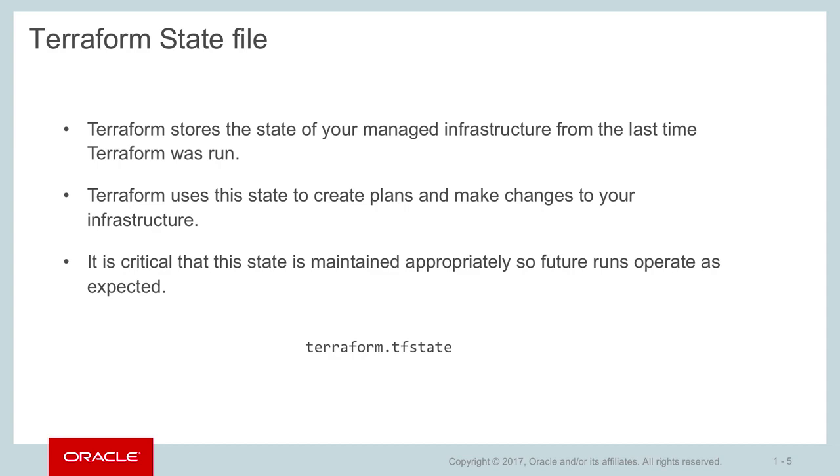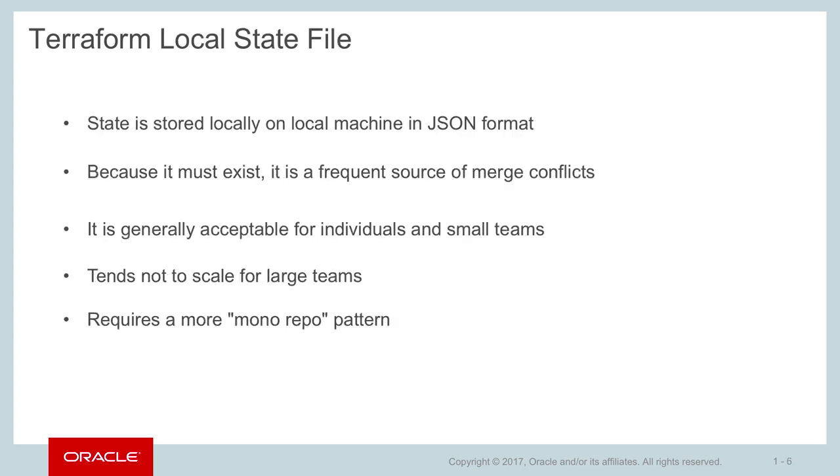So there are two types of state file. We call them local state file and remote state file, right? The local state file is this terraform.tfstate that is created in the local directory where you executed Terraform. It's stored locally on the local machine in JSON format. If you open up the terraform.tfstate file, you're going to see all the JSON configuration inside of the file. Because this file needs to exist, it can be a frequent source of merge conflicts when multiple people are working on the infrastructure and creating resources.